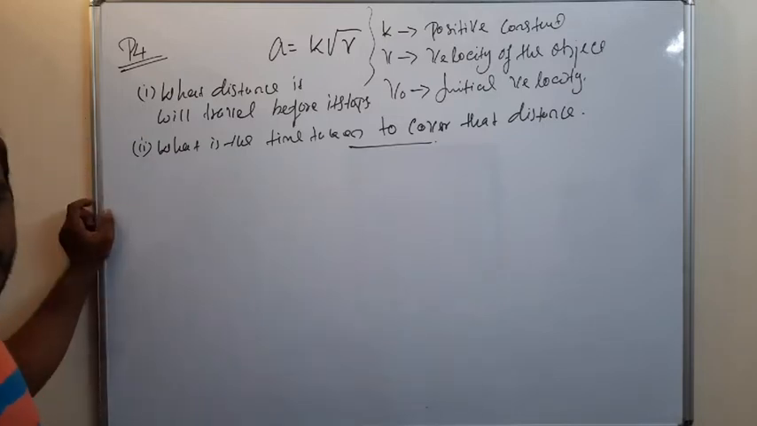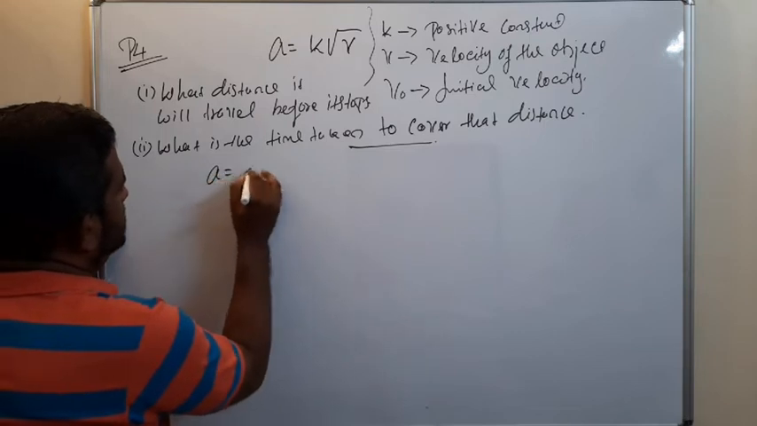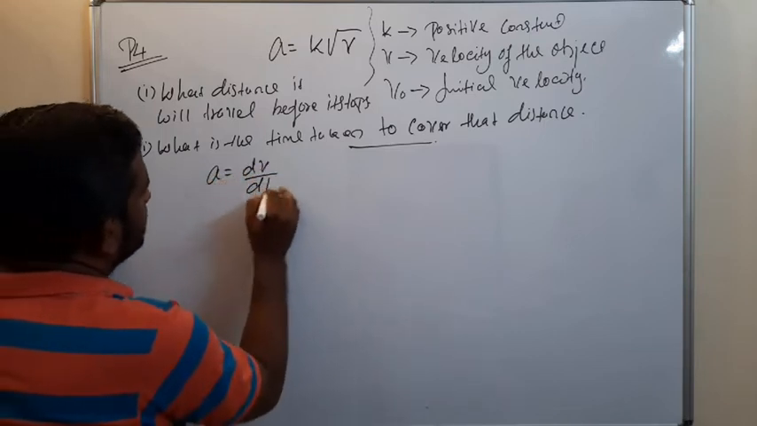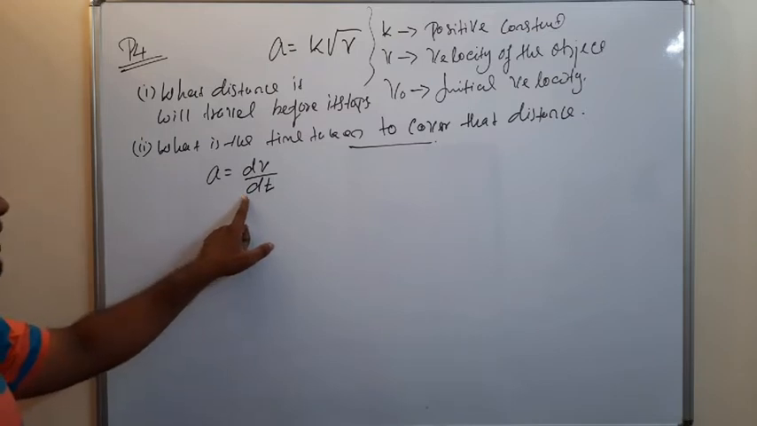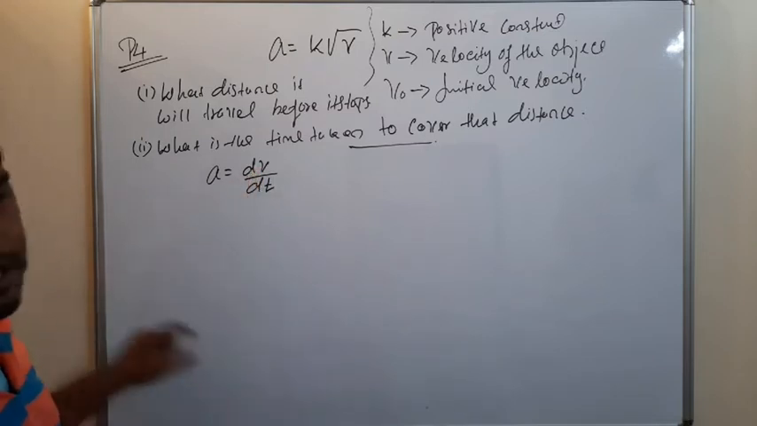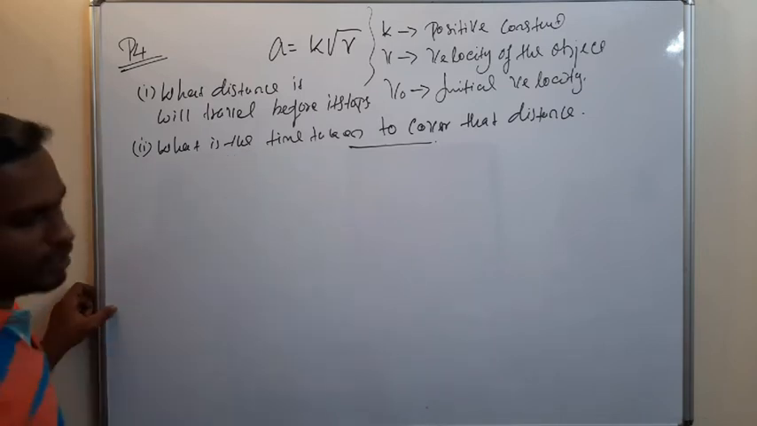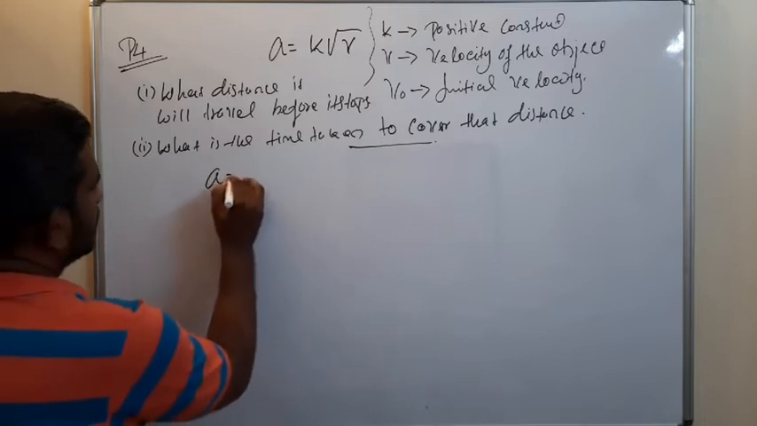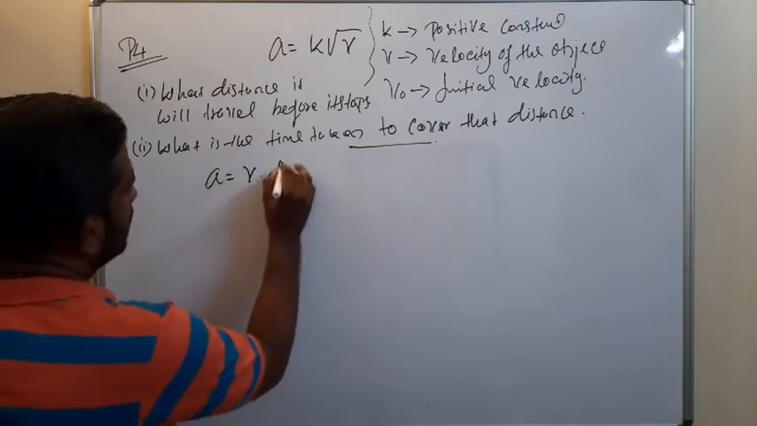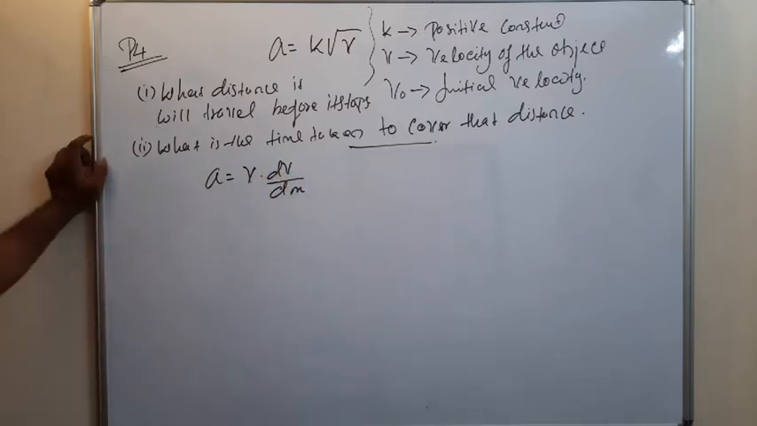Acceleration in terms of velocity and distance. We know one formula, a is equal to dv by dt. This formula we can't use here, that is only velocity. In this there is no displacement. So we have another formula, acceleration a is equal to v into dv by dx. This formula we use.